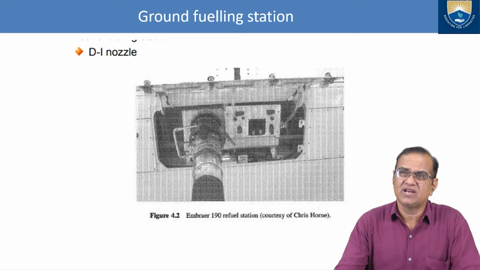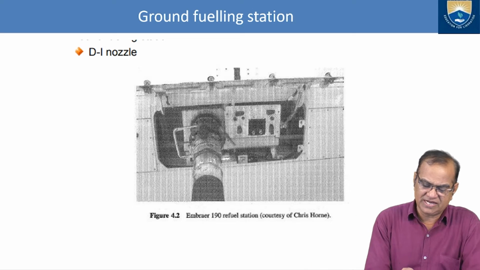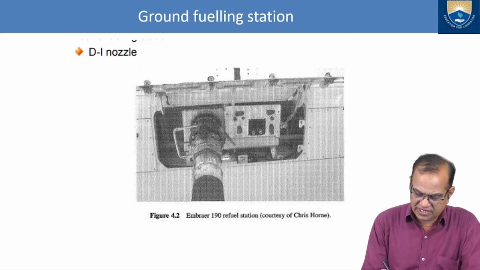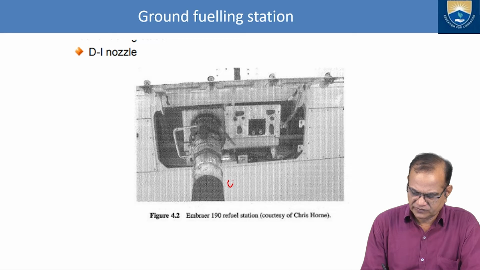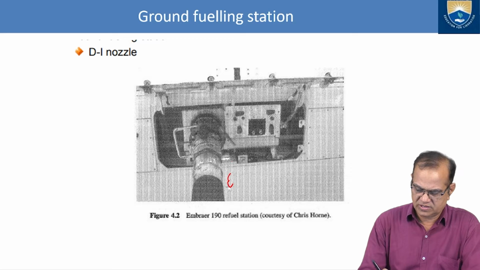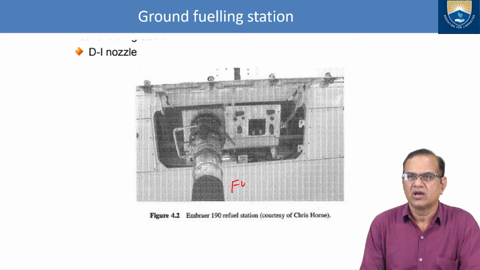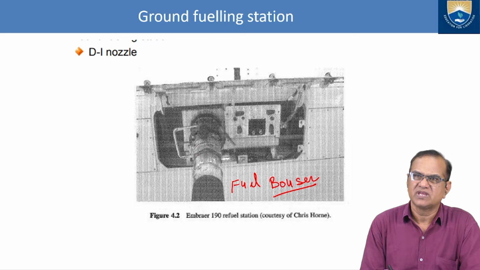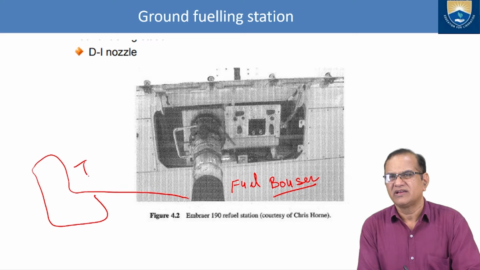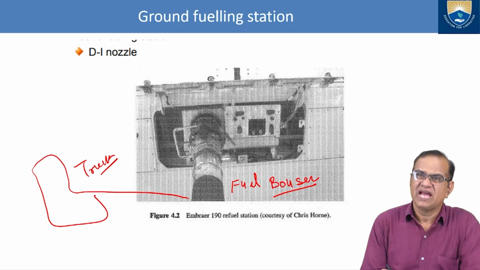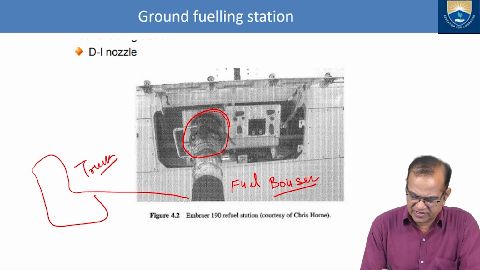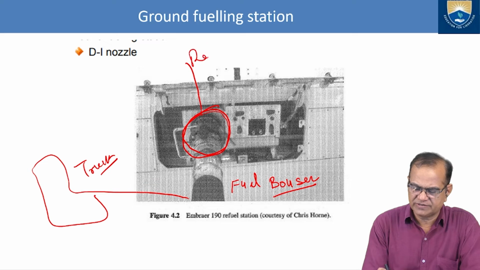So this is refueling. I am showing one diagram here. It is called the DI nozzle. Here, this is from the fuel bowser, which is fixed in a truck. This truck is filled with fuel, and this nozzle is inserted inside the aircraft. It is a refueling point.